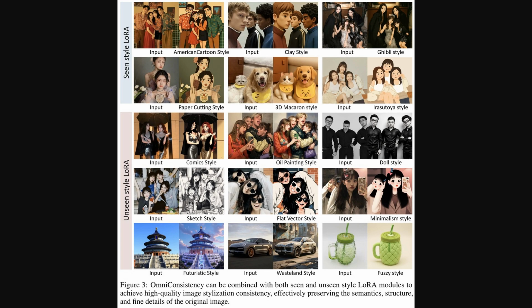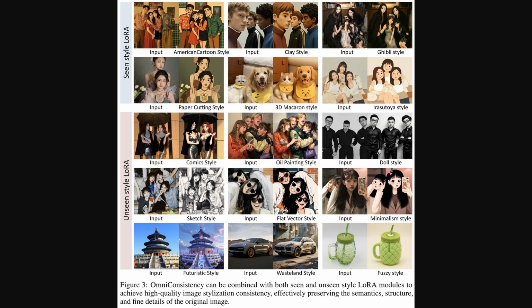And this figure really drives home the power of that approach. What we're seeing here is a test of the model's flexibility. The top half shows results using style low-rank adaptations that the consistency module was trained on, what the paper calls scene styles. And as you can see, for styles like clay or Ghibli, it works perfectly.